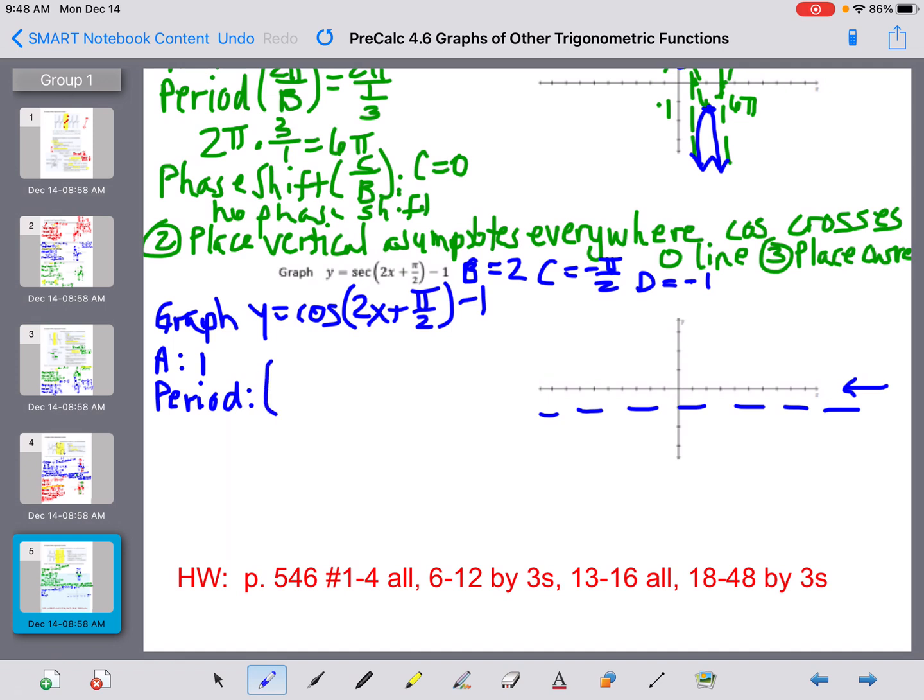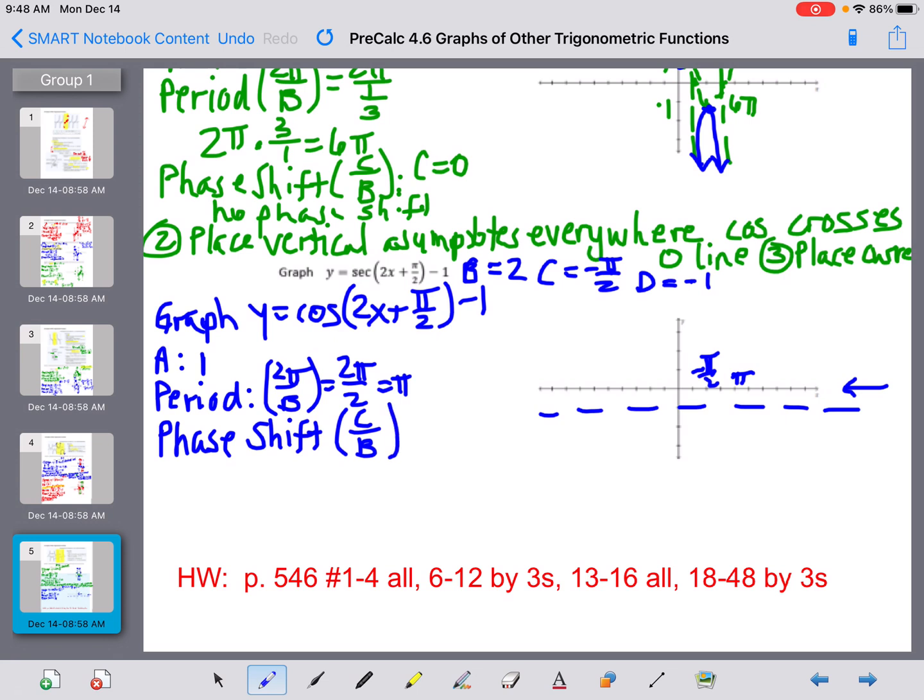My period is going to be 2 pi over b because I'm dealing with cosine. So it's 2 pi divided by 2, which is pi. So 4 lines out, I have pi. Halfway between that is negative pi over 2, okay? I have a phase shift, which is c over b. My c was negative pi over 2. I'm putting that over b, which is 2. So that's negative pi over 2 divided by 2, which is the same thing as negative pi over 2 times the reciprocal of 1/2, which is negative pi over 4.